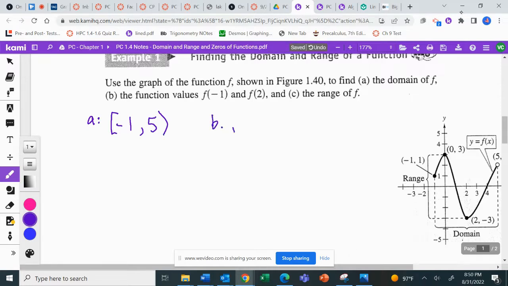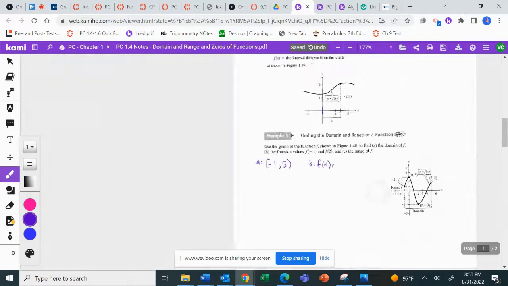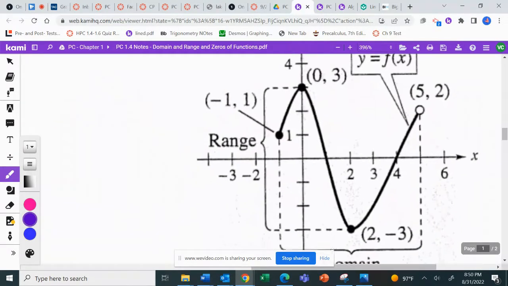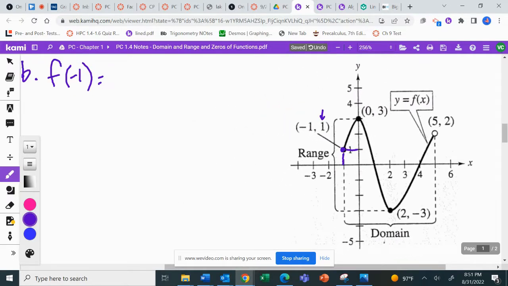Question B, we're going to do f of -1. Now, there is not an equation. There's just an f of x here. So when we want to know f of -1, we can look at the graph and we can find where x is -1 on the graph. And then we look to find the y value. And here it is as an ordered pair. There's the y value, or the f of x, the output. So we can just write 1 for that.